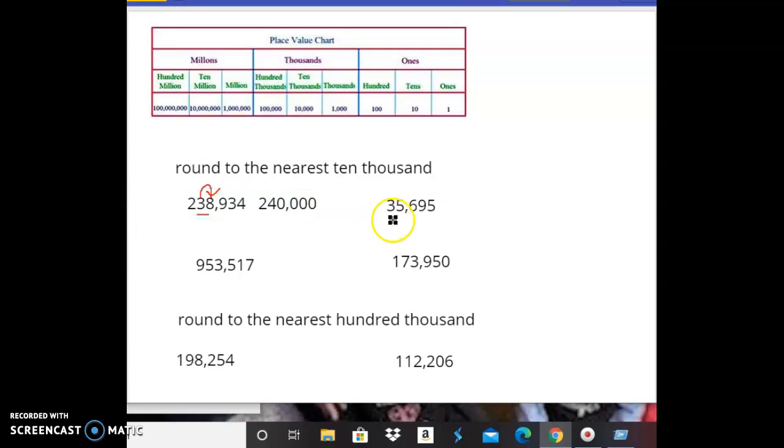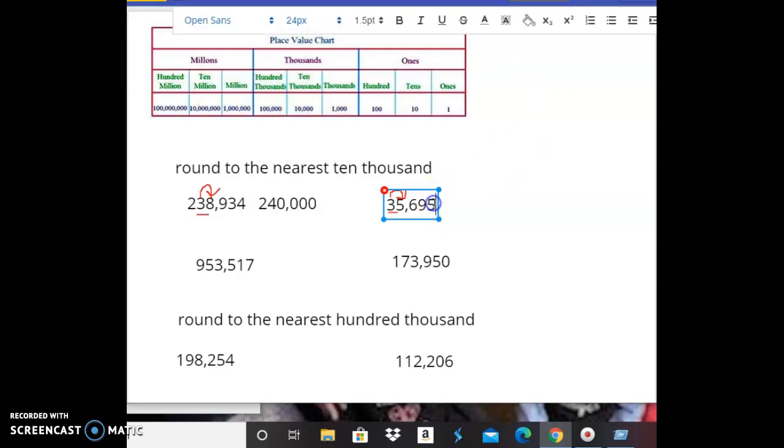Let's look at the next one. The 3 is in the 10,000s place. We're going to go next door to the 5. 5 or more, let it soar. 4 or less, let it rest. So the 5 is telling the 3 to soar, so it's going to move up to a 4. Every other digit to the right becomes a 0.